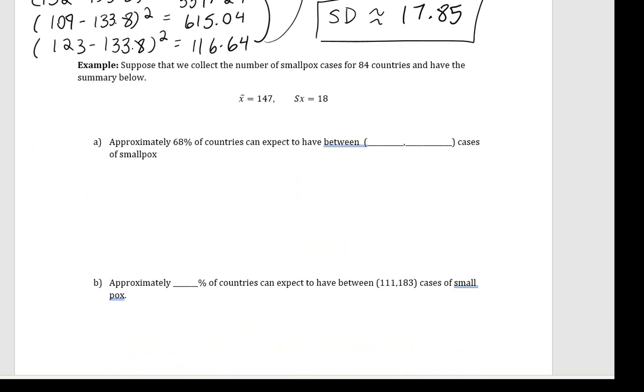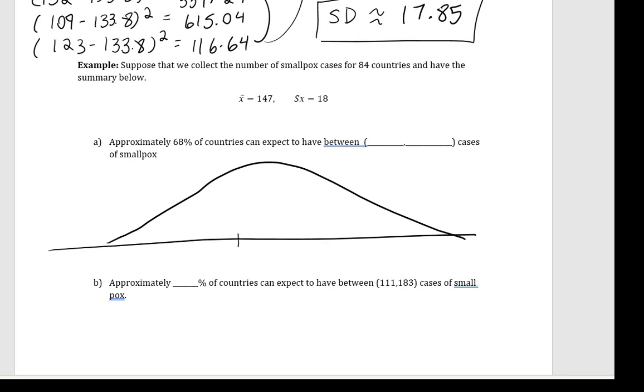Now in the next example, we're going to be using the empirical rule. So we've collected the number of smallpox cases for 84 countries and find that they have an average of 147 with a standard deviation of 18. Before we even get started on answering these questions, I always think it's a great idea to draw a normal curve. So the center, which I kind of drew off center, but pretend that's in the middle, is going to be 147. Within one standard deviation, it's going to be 68% of our data, which is going to go between 129 and 165. And then if we go one more standard deviation out, it's going to go between 111 and 183.